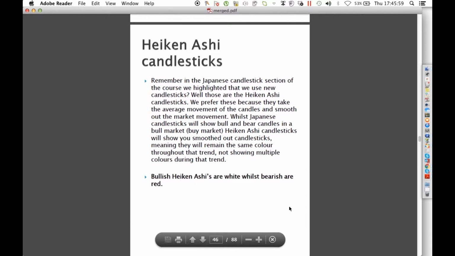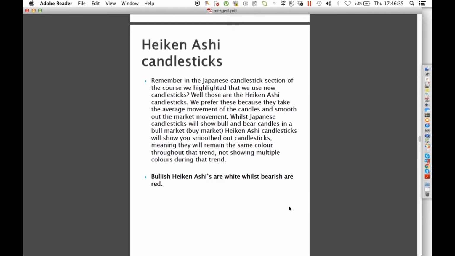The next indicator is the Heikin Ashi candlesticks. Remember in the Japanese candlestick section of the course, we highlighted that we use new candlesticks? Well, those candlesticks are the Heikin Ashi candlesticks. We prefer these because they take the average movement of the candle and smooth out the movement of the market.